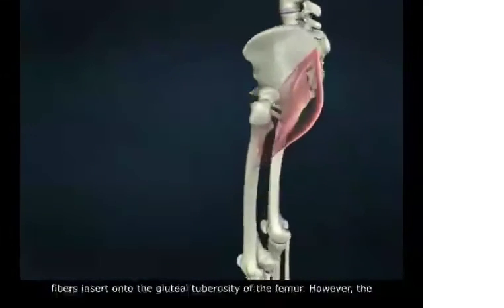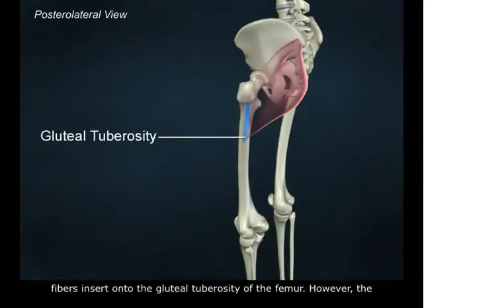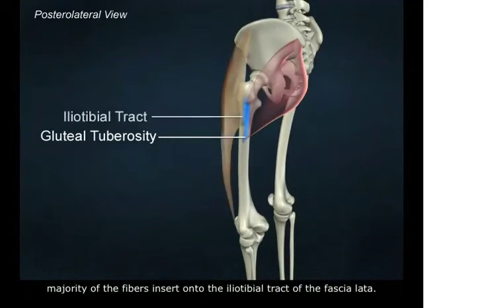Some deep fibers insert onto the gluteal tuberosity of the femur. However, the majority of the fibers insert onto the iliotibial tract of the fascia lata.